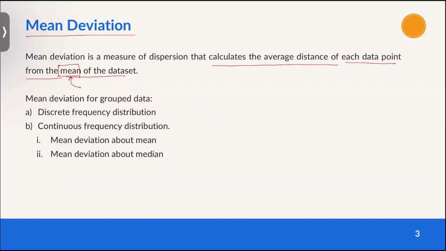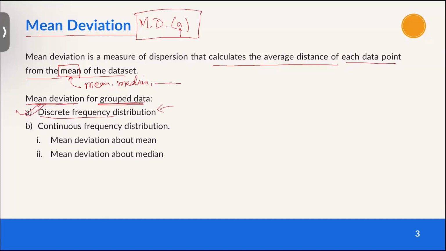Okay, and we write mean deviation as MD bracket A. And this A can be any value. It can be about the mean, it can be about median, or it can be about any other value you want. And we express it using this expression. So we have seen mean deviation for ungrouped data in the previous lecture, and we have also seen mean deviation for group data. For group data, we have talked about a discrete frequency distribution case. Now we will see for the continuous distribution case.